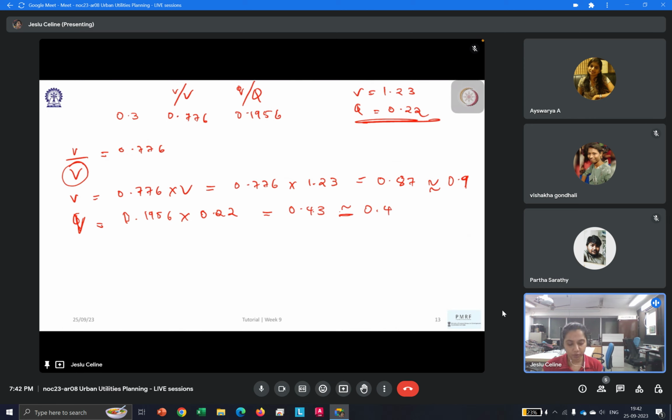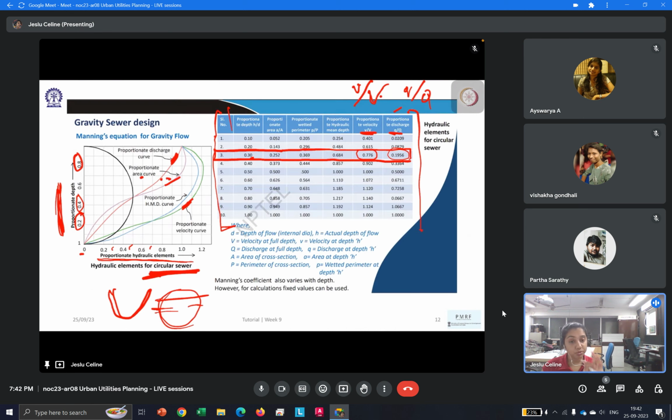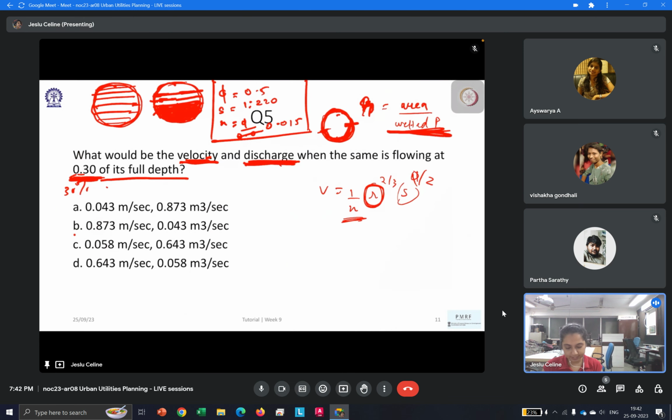So if you have an option, is there an option for that one? Yeah, so in the option, 3 decimal places are given, so we can go up to 3 decimal places also. So we have it as 0.873 and 0.043. The rounding off we can do based on the option which is there, or if it's given in the question. So this option works the best. Is that clear?